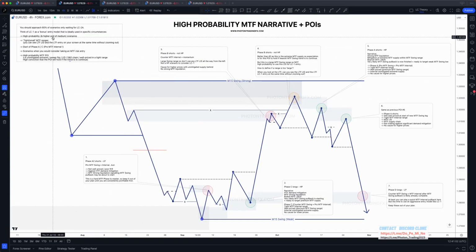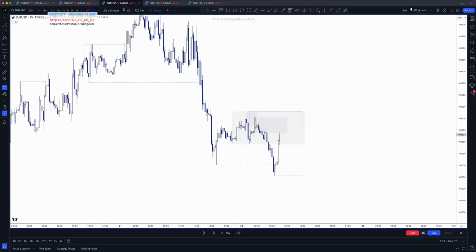A higher probability and higher end of medium scenario. Well, the fact that we are in phase C already puts us in medium to high probability on most occasions, of course. Just being in a certain phase doesn't on its own make it medium to high probability. It needs to, of course, have other confluence, but generally if you're in phase C, it's going to be generally a decent trade in most scenarios.